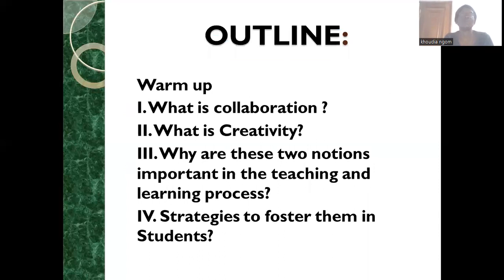We will try to explain how we understand collaboration, how we understand creativity, and the rationale behind the choice of these two notions. Why have we decided to deal with collaboration and creativity? And at the end, we will provide some strategies, some teaching tips that our colleagues or the participants could use to deal with these two notions in their classes.